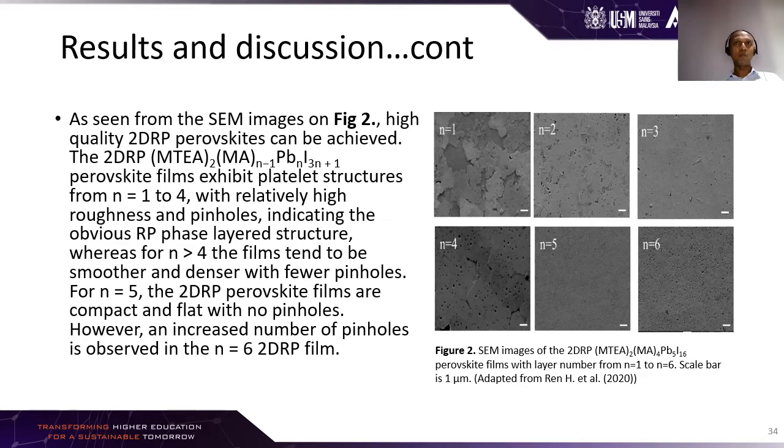They are pretty rough here, n equals 1, 2, 3, and 4. And pinholes too, many pinholes as well, indicating the obvious Ruddlesden-Popper phase layered structure. Whereas for n greater than 4, the films tend to be smoother here for 5 and 6 with fewer pinholes, wherein for n equals 5, the film was compact and flat with no pinholes. However, for n equals 6, the number of pinholes had increased, as seen here in the SEM image.